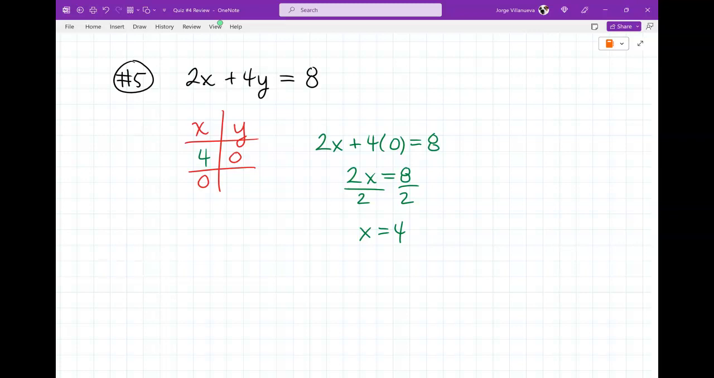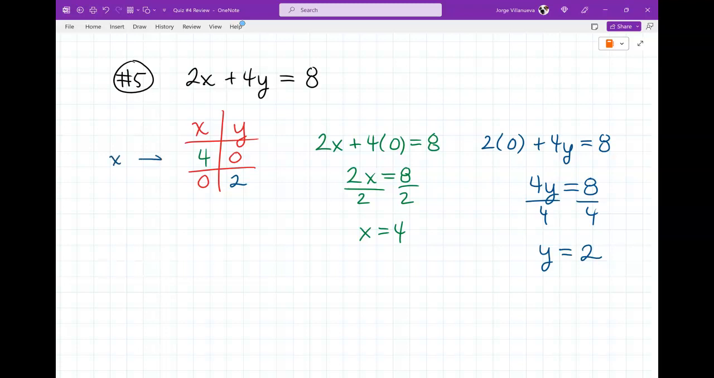Now let's do the same thing for x equal to 0. So 2 times 0 plus 4y is equal to 8. 2 times 0 is 0, so I don't need to write that out. I get 4y equals 8. If I divide both sides by 4, I get that y has to be 2. So there you go. I found my 2 intercepts. My x-intercept is this one. My y-intercept is that one, 0, 2. Okay?